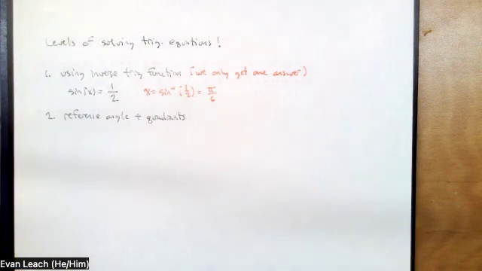We can take the reference angle. We can take this inverse trig function to be a reference angle, and we know about quadrants. So sine of x is equal to 1/2. We know there's a pi over 6 in quadrant 1 and a pi over 6 in quadrant 2. So here we're going to get two answers.